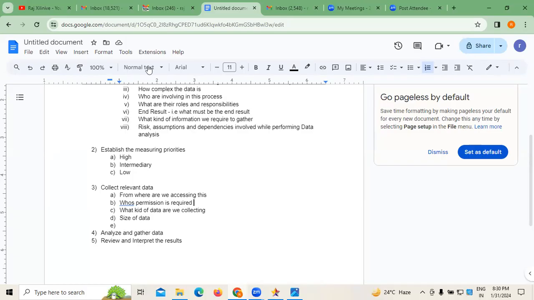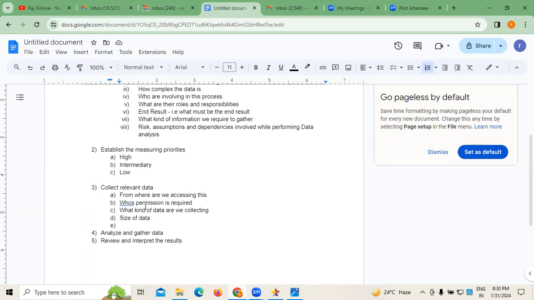Next, what kind of data are we collecting? Is it customer data, is it employee data, or is it inventory level data? What kind of data are we collecting? Next, the size of the data also. Because what will be the size of the data depends on the data itself.